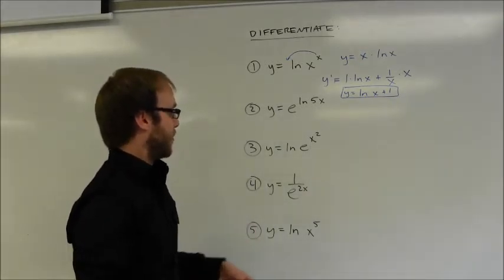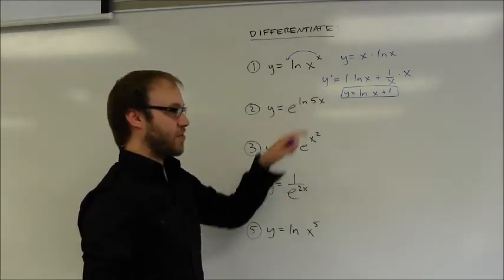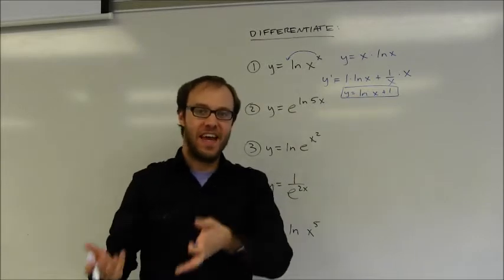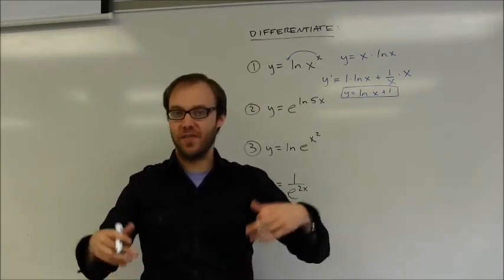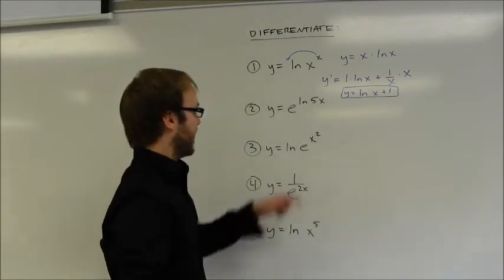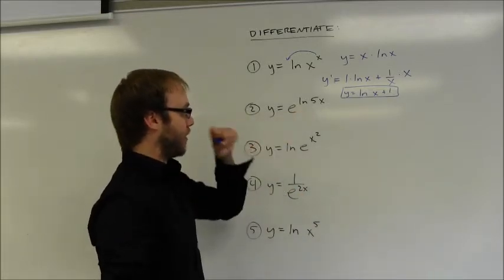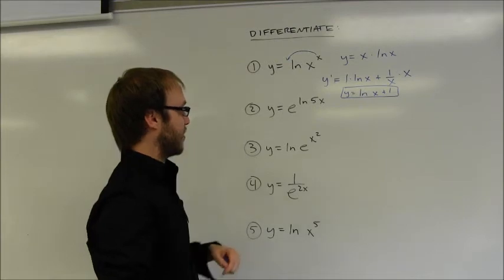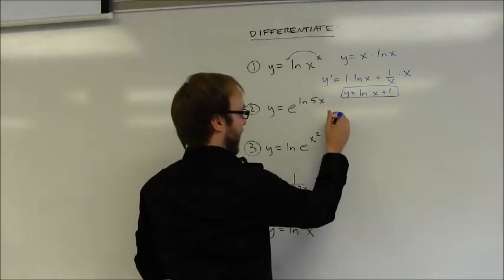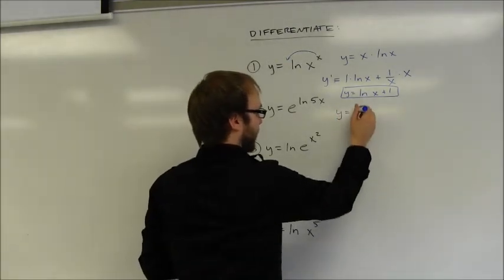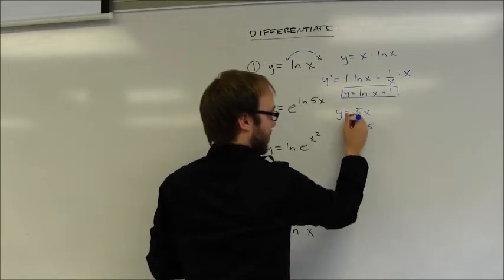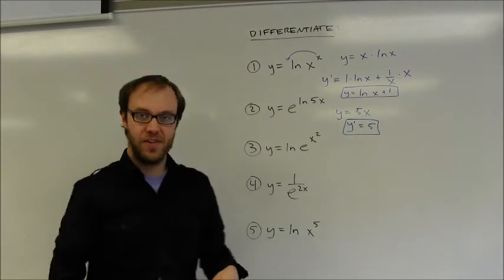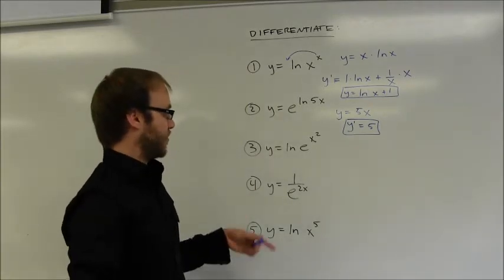The second example, notice if I have e to a natural log power, e to the x and the natural log of x are inverse functions. So as a result, we can think of those functions as canceling each other out. So if I have e to a log power, that is actually just going to turn into 5x. And of course, the derivative of that, y prime, is just going to be the number 5. So very simple there.